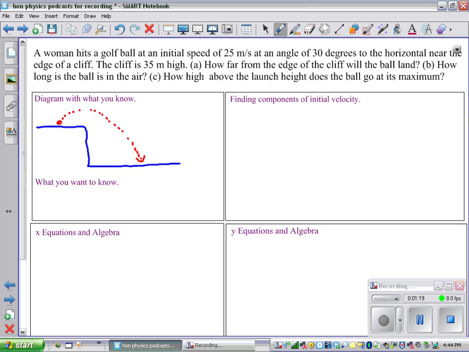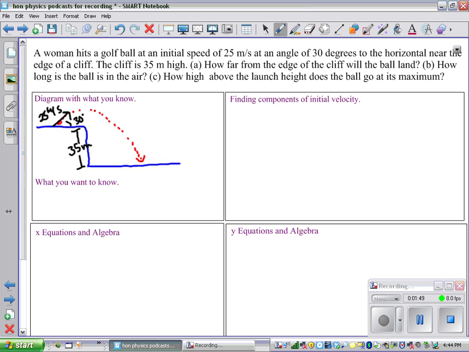And we know that the initial velocity was 25 meters per second, and this angle right here was 30 degrees. We also know this height here is 35 meters. Hope she has a good plan to recover that ball.